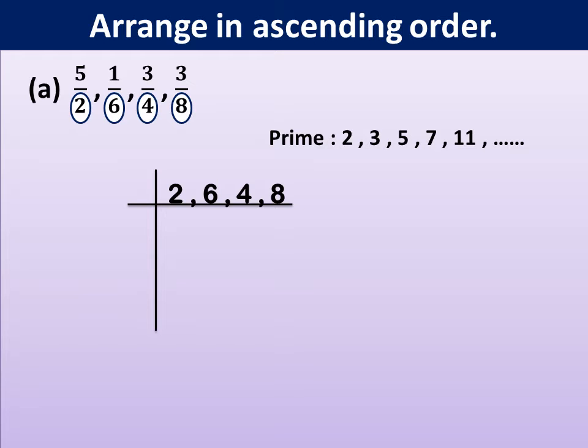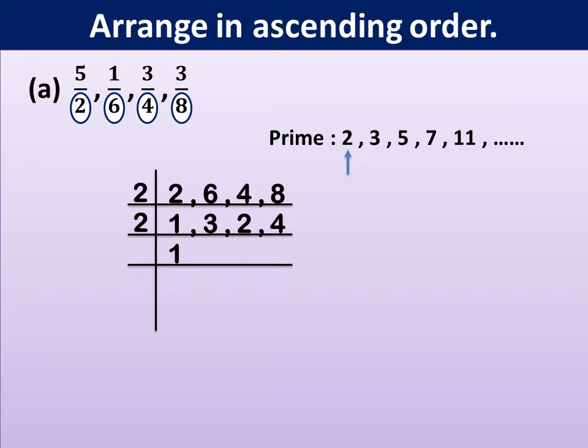To find the LCM, first we take the smallest prime number 2. So write 2 to the left of the line and divide. 2 ones are 2, 2 threes are 6, 2 twos are 4 and 2 fours are 8. Again we take the smallest prime number 2 and divide. So write 2 to the left of the line and divide.